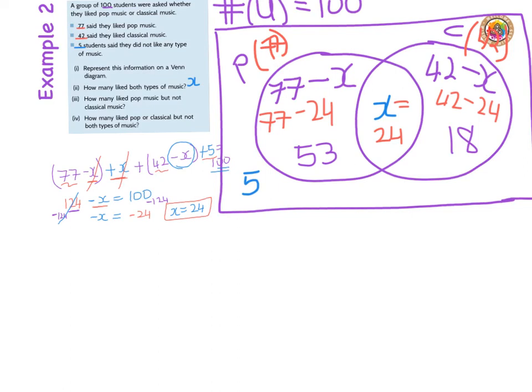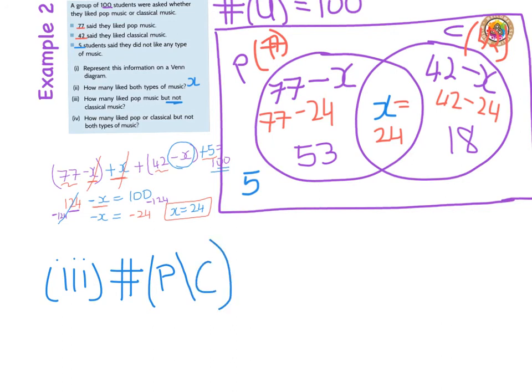And so here I just answer the next question, which says how many people liked pop music but not classical music. So I'm going to write that down mathematically. So part 3: how many people, so how many is our cardinal number, our hashtag, and this time it's P, pop music but not classical music. So again, for that, without C, I'm left with just the 53. The bit just here in this side of the circle of P.